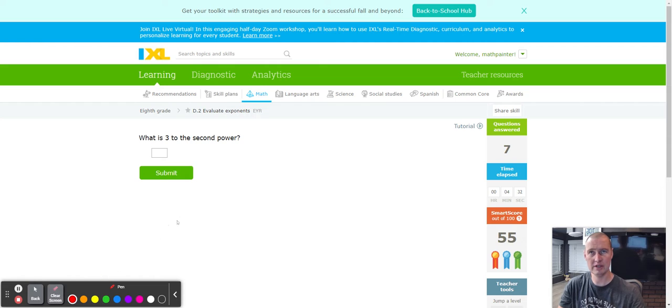We've got 3 to the second power. 3 to the second power is going to be 3 times 3. And 3 times 3 is 9. So we're going to go ahead and plug in 9.